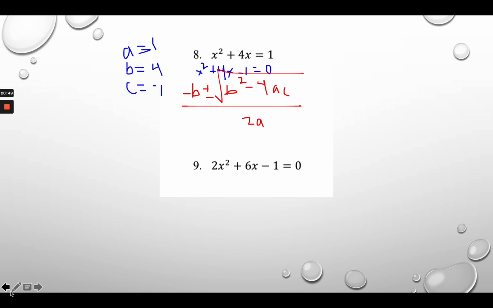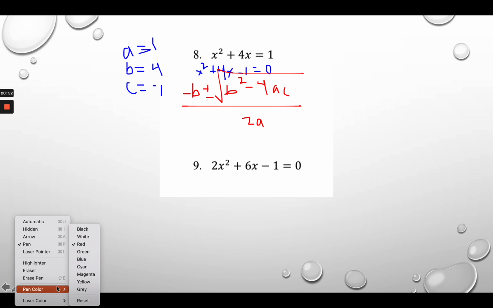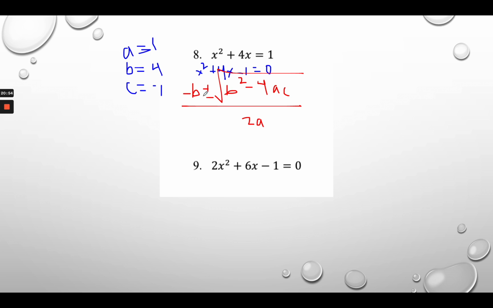Okay, so now we're going to substitute our values in. So we have negative b. Well, it's going to end up being negative, and then our b is 4 plus or minus the square root of b squared, which is 4 squared, minus 4 times a, which is 1, times c, which is -1, all over 2 times a, which is 1.